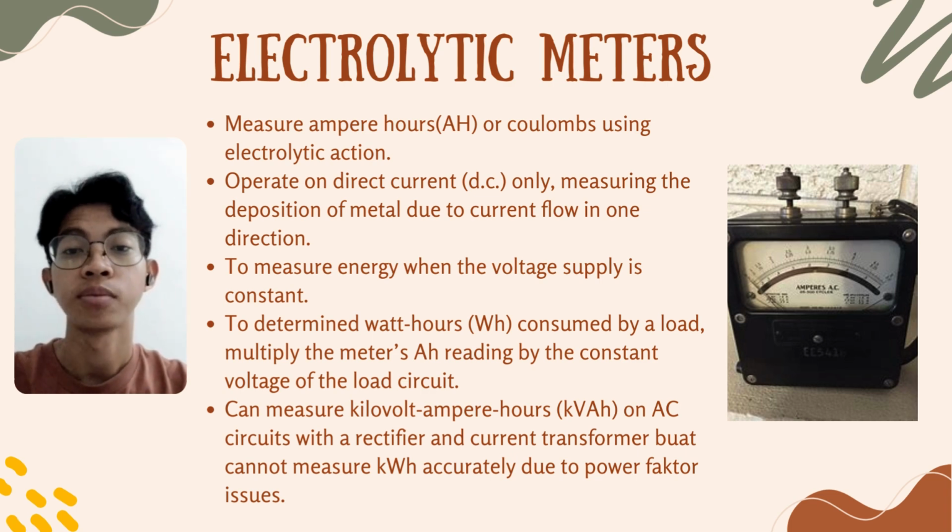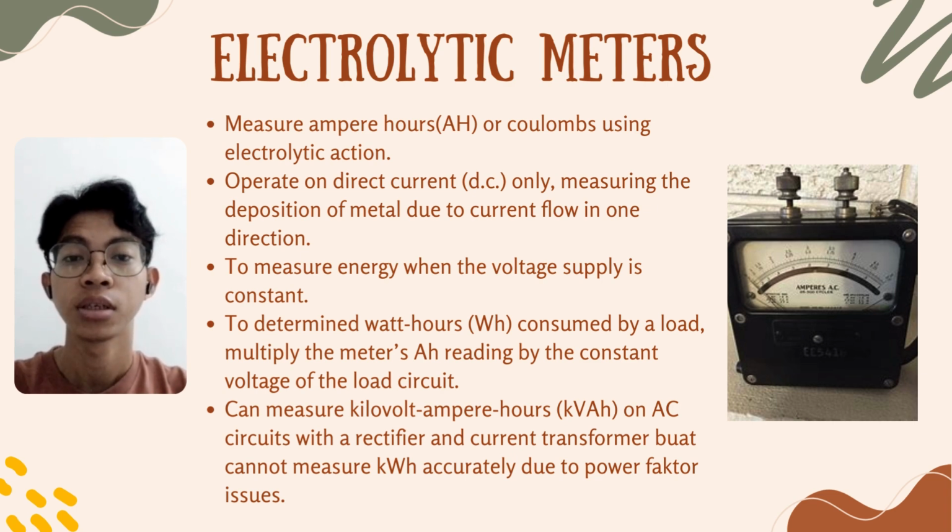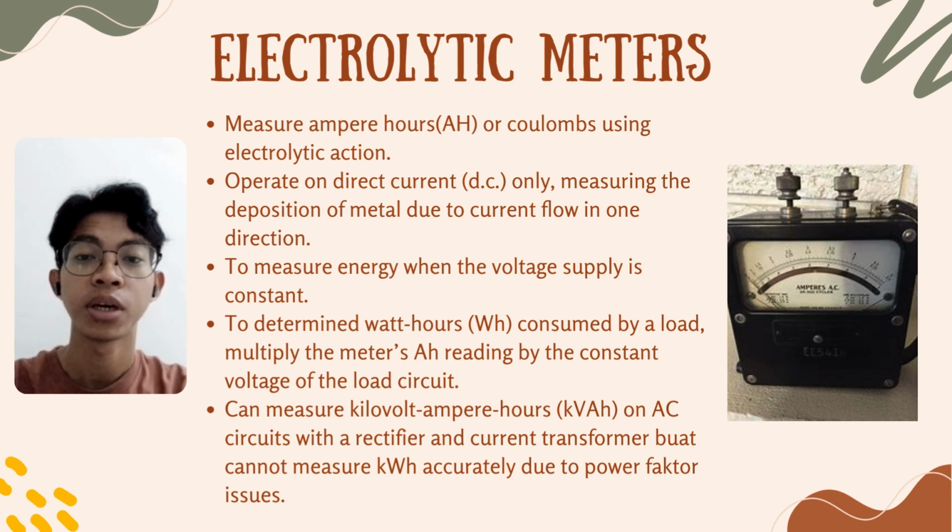For the electrolytic meter, it is used to measure ampere hour or coulomb by using electrolytic action. So this type of meter operates exclusively on direct current, as it measures the deposition of metal resulting from current flow in a single direction. So the principle behind this is the electrolytic deposition, where the amount of metal deposited at the electrode is proportional to the current passing through the electrolyte over time.